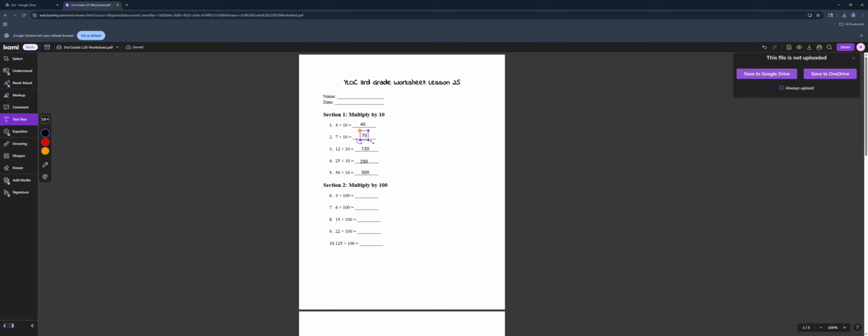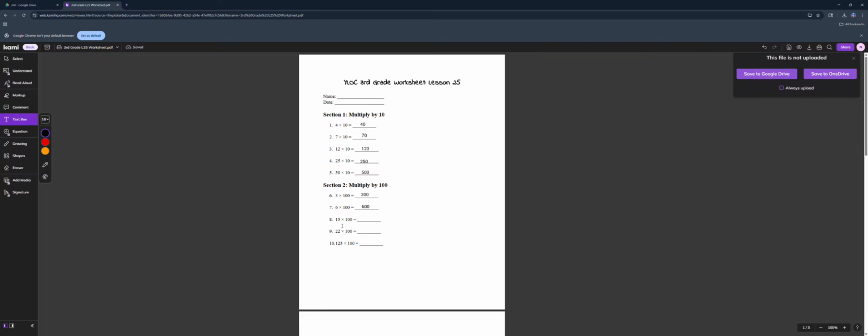And for section 2, multiply by 100. You do the same thing as section 1 for multiplying by 10, but instead of putting 1 zero in front, you put 2 zeros instead. So we have 3 here. And because you're multiplying by 100, you could just put 2 zeros in the front to get 300. Then number 7, we have 6 times 100. Same thing, we have 6. And you're multiplying by 100, so just put 2 zeros in front of it to get 600.